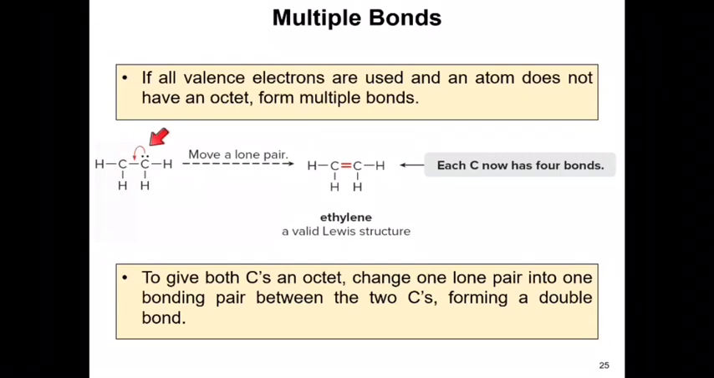And so by moving this lone pair and sharing it with the other carbon that lacks 2 electrons, we form multiple bonds, which is basically a double bond. So again, all we did is we changed one lone pair into a bonding pair between the 2 carbon atoms.